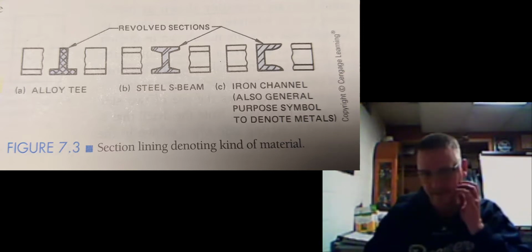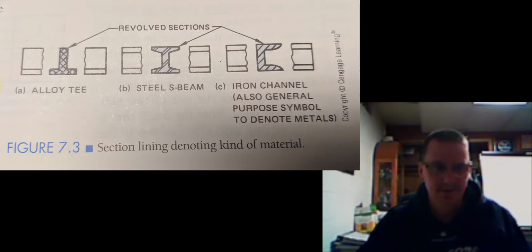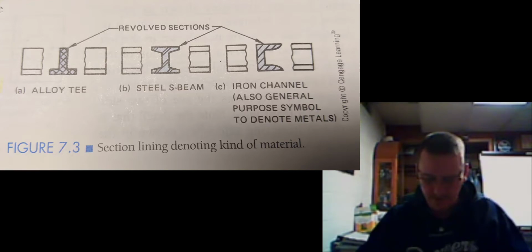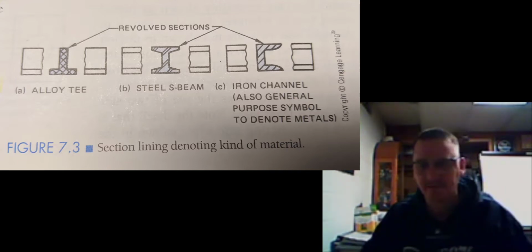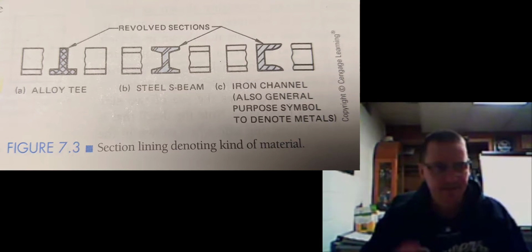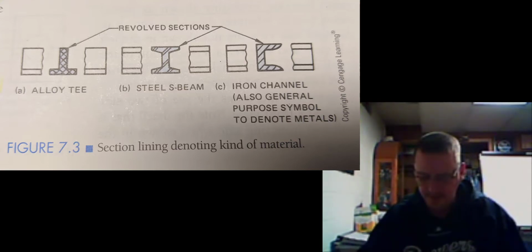Again, if you look here at the revolved sections, in example A you might notice there is a T-joint, which the revolved section is showing in the middle of the two break lines. Now, if that revolved section wasn't in there, that could be mistaken for an angle iron. The same with example B in figure 7.3, the steel beam, that could be mistaken for a channel.